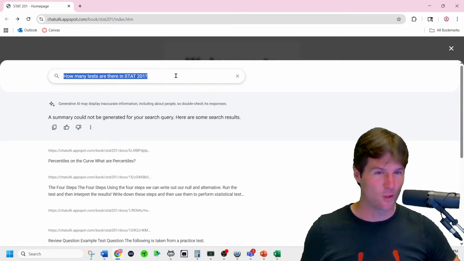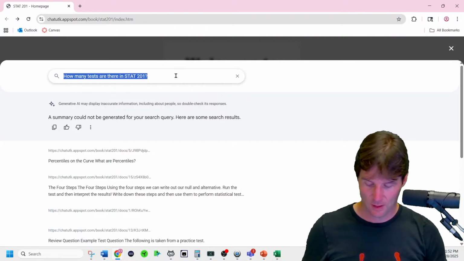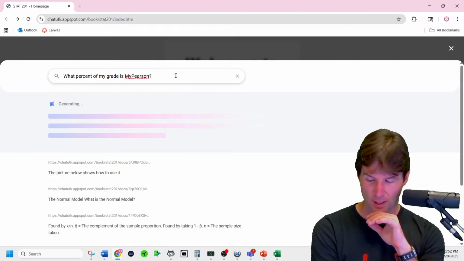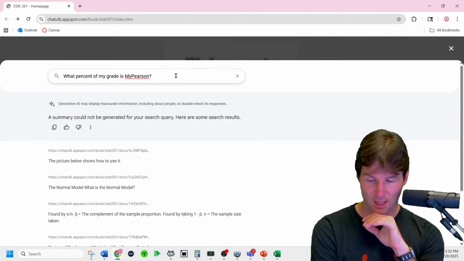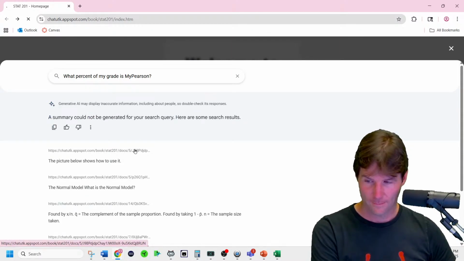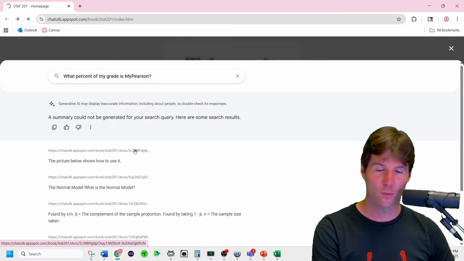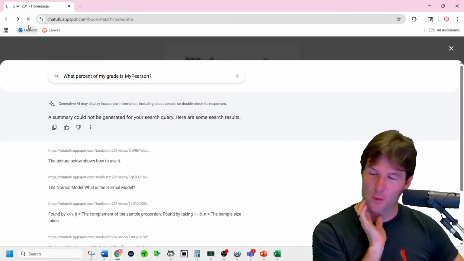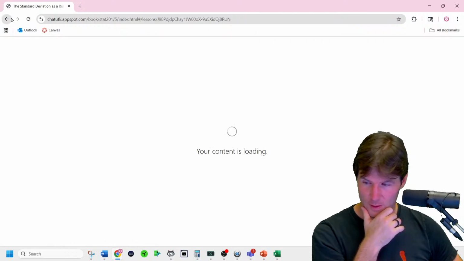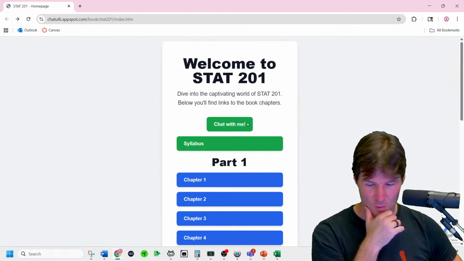So it's not doing the syllabus. We were trying to make it so it could do the syllabus. What percent of my grade is my Pearson? For some reason, it's not scraping that. I need to show. Yeah, it's not doing it. And then I don't think it's going to. Yeah, it's doing everything but the syllabus. So the syllabus is online for this, and then for some reason it's not doing the syllabus. I don't know why, because we're trying to get it to do that.